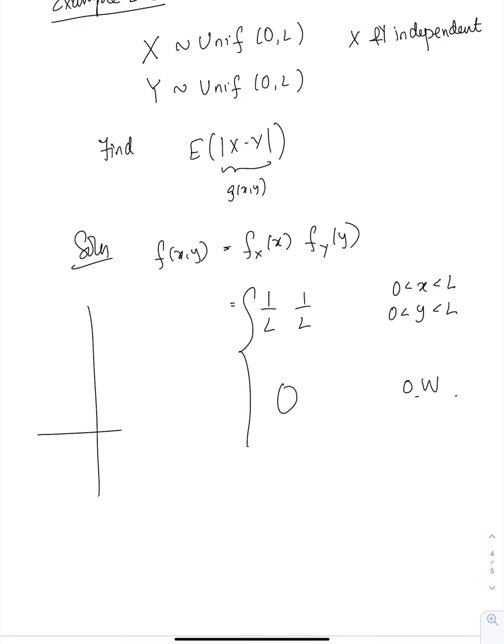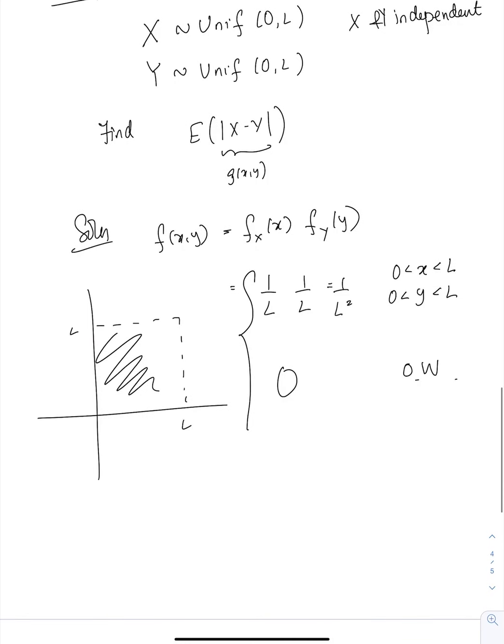Okay, so if you want to draw a little picture, so here's L, here's L. On this region, the joint density is 1 over L squared, and outside of that it is 0. All right? Okay, so let me just erase this. I want to use that square. Okay. So, here's the line y equals x.